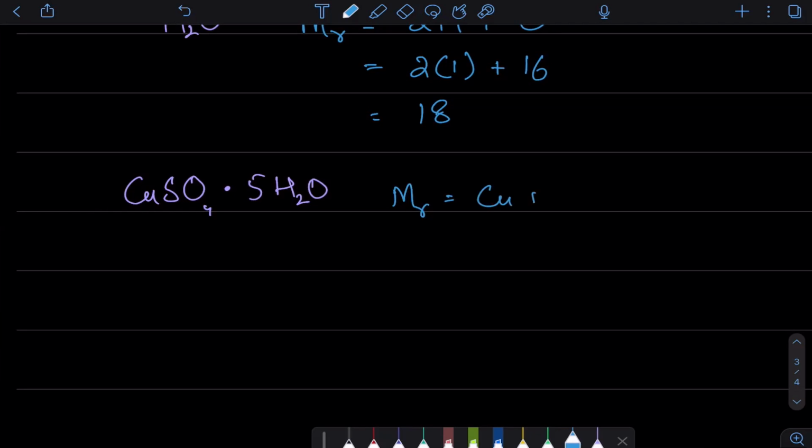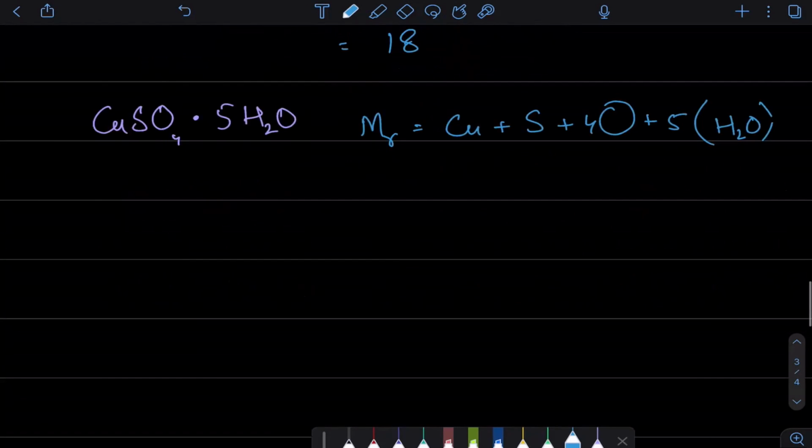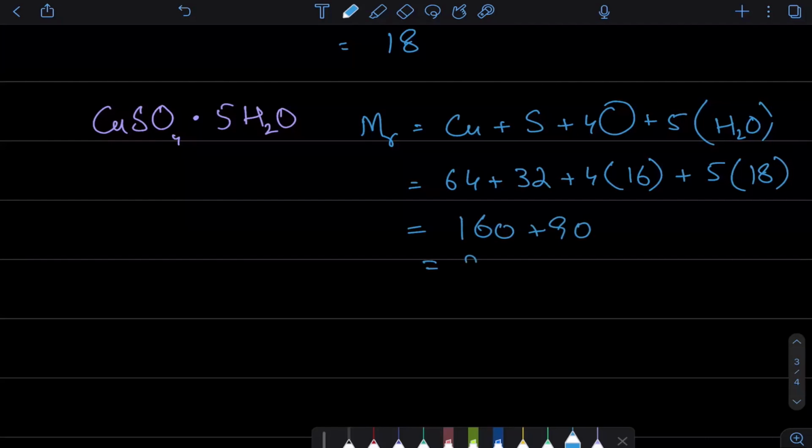So we have one copper, we have one sulfur, we have 4 oxygen, plus we have 5 water. Notice that this 5 is just with water. So I have 5 water, or water is H2O. We just calculated it. It is 18. So I'll just plug in all the numbers. I think copper is 64. This is 32. This is 16. You should take the values from the periodic table. And water we just calculated was 18. So this is 160 plus 90, that's 250.